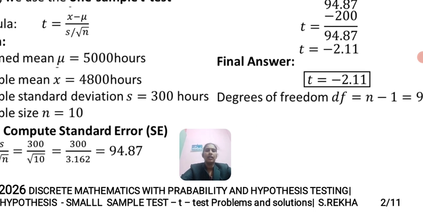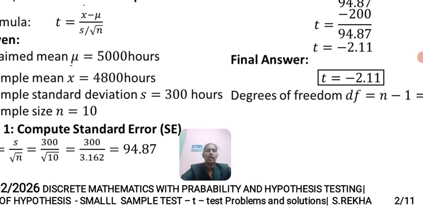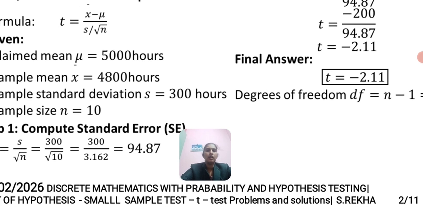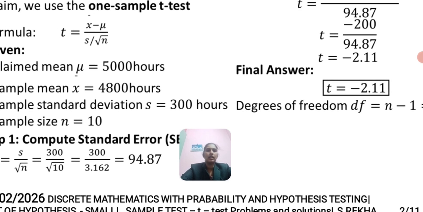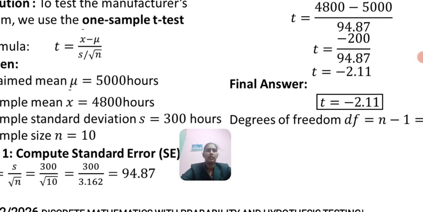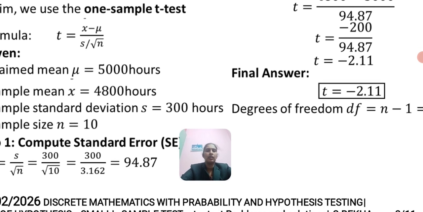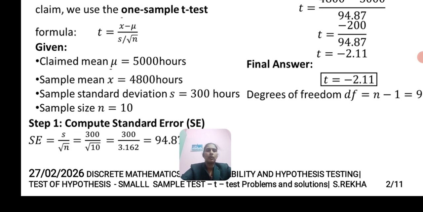And we can compute the standard error. So standard error is s by root n. That we have already calculated above: 94.87 is what you get from s by root n, that is 300 by root 10. So it is 94.87. Okay. So next we will see the next problem.